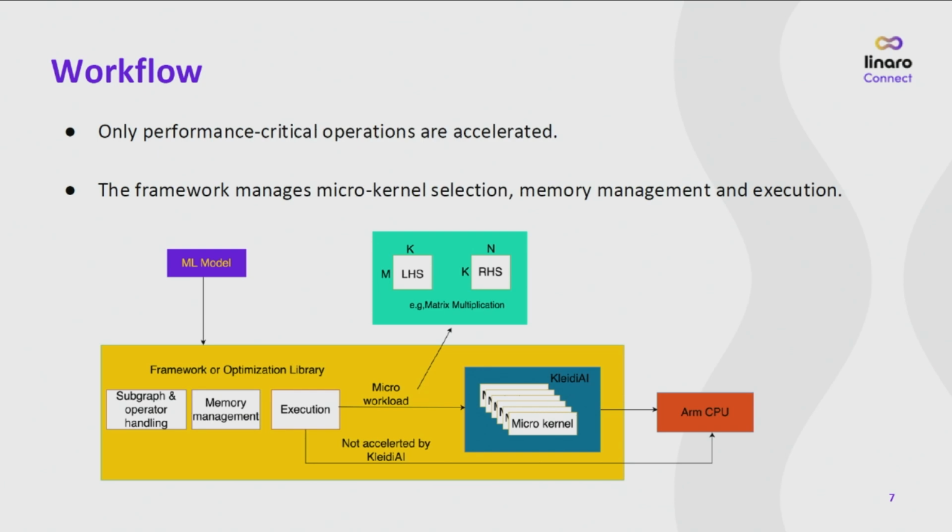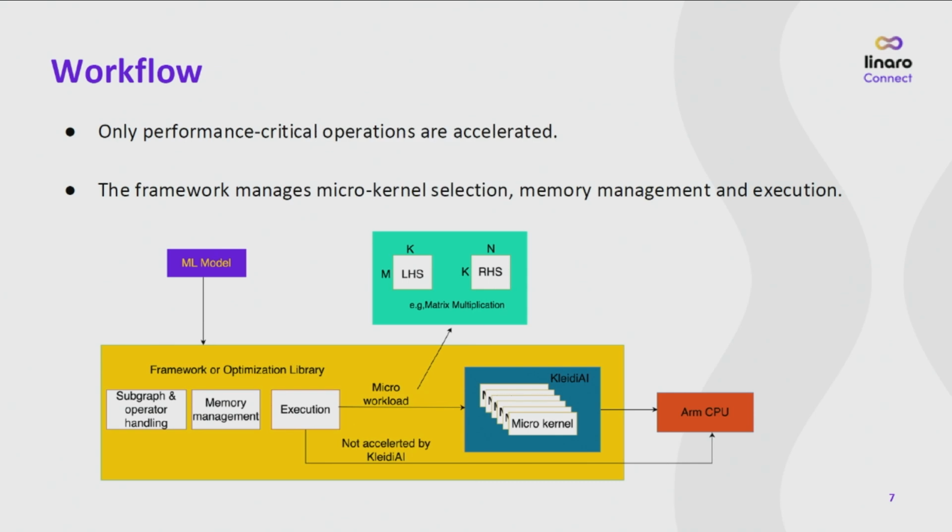Now, let's put this into a workflow and see how it goes. Let's leave out the text for now. You have a machine learning model, and a framework or an optimization library consumes it. When I say an optimization library, I don't mean KleidiAI. I'm talking about a library like XNNPACK, which can consume subgraphs. So you'll do your usual things, like process your subgraph, and then look at it at an operator level, do your memory management, and execute it. You can schedule it, thread it, and all that.